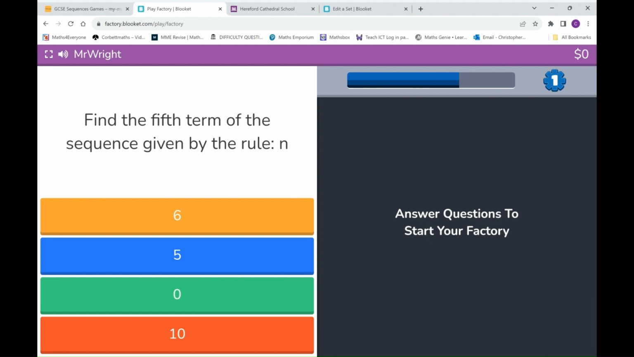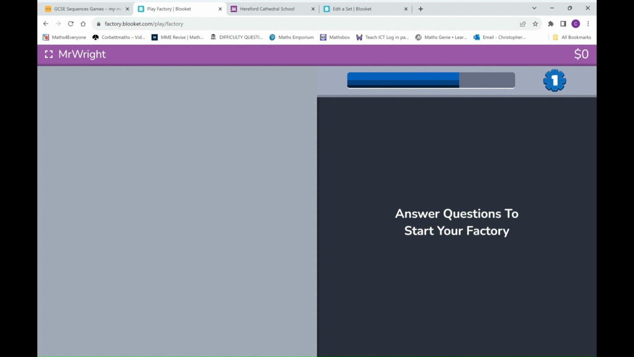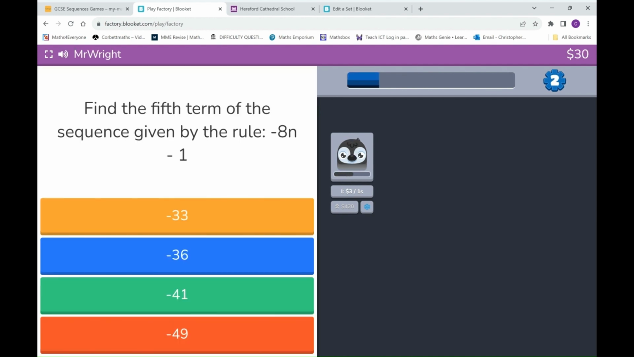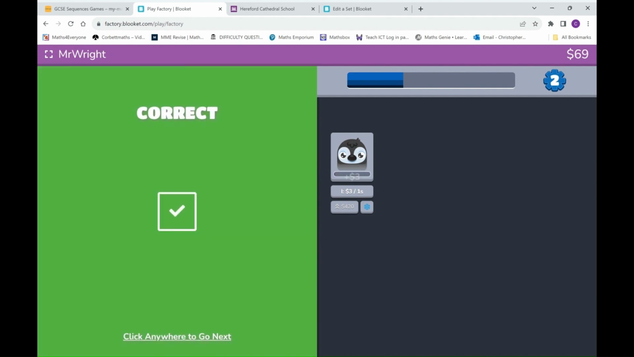Find the 5th term of the sequence that's given by the rule n. Well, n will just be 5. Find the 10th term of the sequence given by the rule -1 plus 10n. Well, that's going to be -1 plus 10 tens, so it's 99. Find the 5th term of the sequence given by the rule -8n minus 1. Well, -8 times 5 is -40, minus 1 is -41. I'm sure you get the idea.